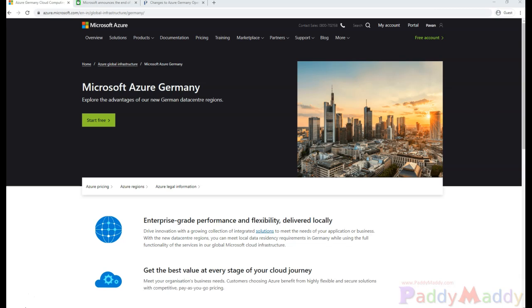Well, Azure Germany Services is much the same as Azure Government in that regard, but it is a physically isolated instance of Azure Cloud spread out across two different regions within Germany. And now you might be wondering why exactly there is a separate cloud for Germany.